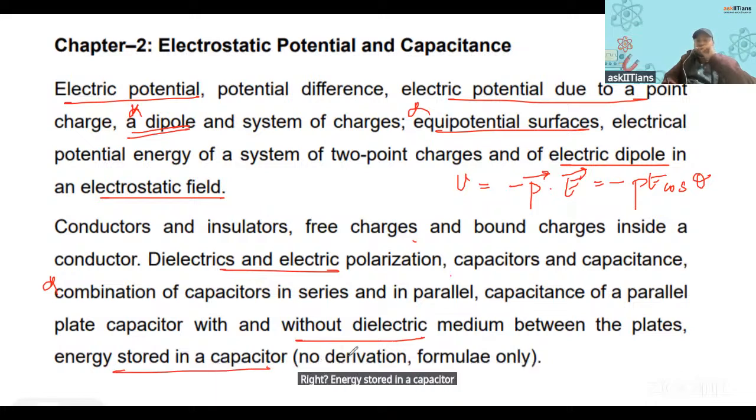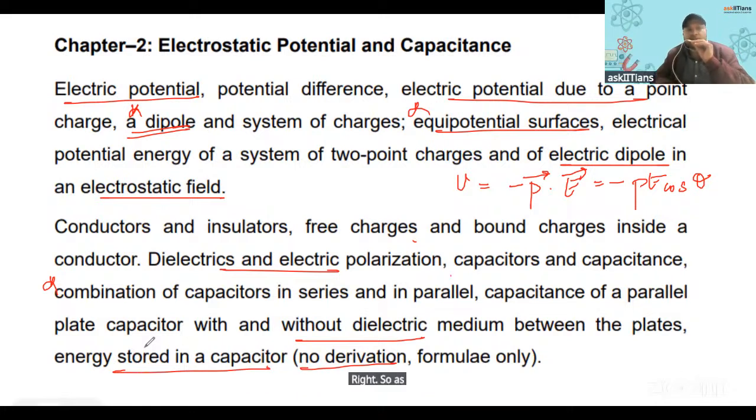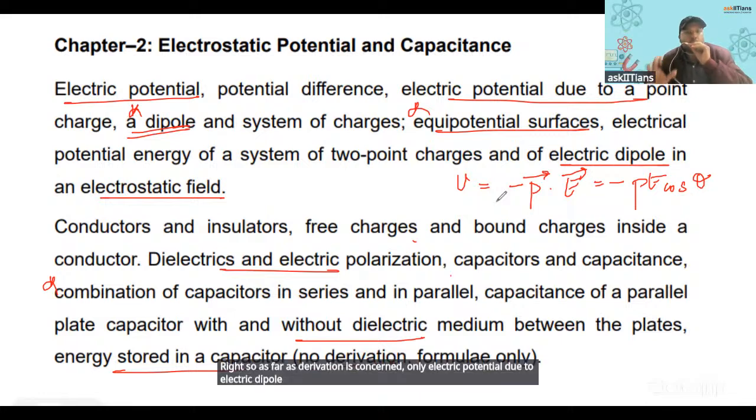It is written explicitly that there is no derivation. You do not need to remember the derivation of energy stored. You just need to know the formula: half CV square, Q square by 2C, half QV. So as far as derivation is concerned, only electric potential due to an electric dipole derivation is important from this chapter.